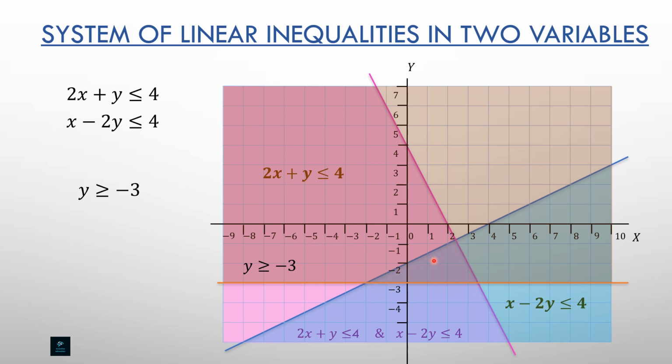So this little triangle represents the set of all the possible values of x and y which satisfy all the three inequalities. Therefore, the set of all possible values of x and y in this triangle represent the solution of the system of linear inequalities represented by these three inequalities.